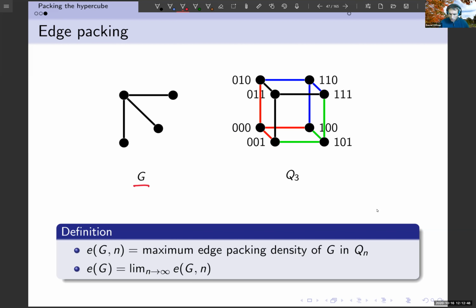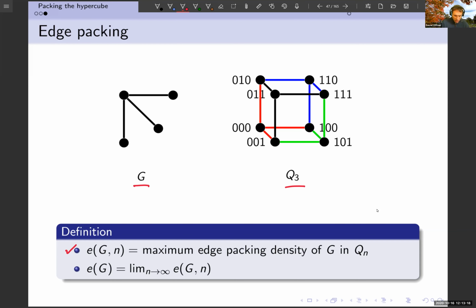So for example, here on the right, I've packed 4 copies of this claw into Q3. There's a black copy, a blue copy, a green copy, and a red copy, and even though they overlap on vertices, they're edge disjoint, right? And so we can define the corresponding parameters for edges that we did for vertices. E(G, n) is the maximum edge packing density of G in Q_n. What proportion of the edges of Q_n can I cover by edge disjoint copies of G?